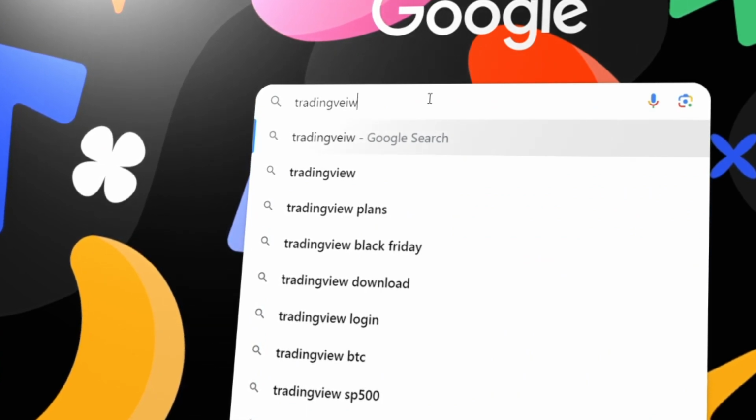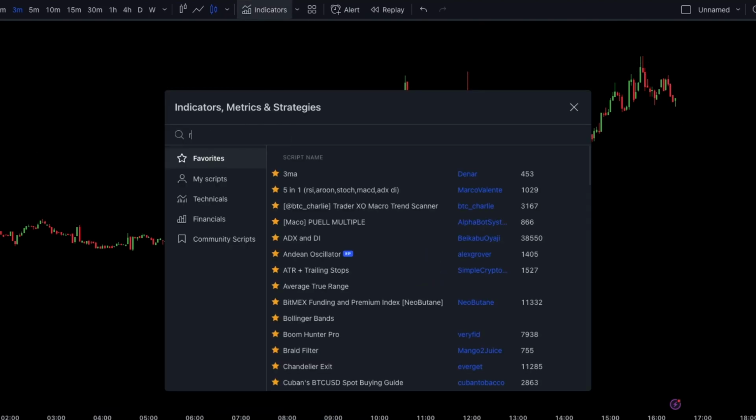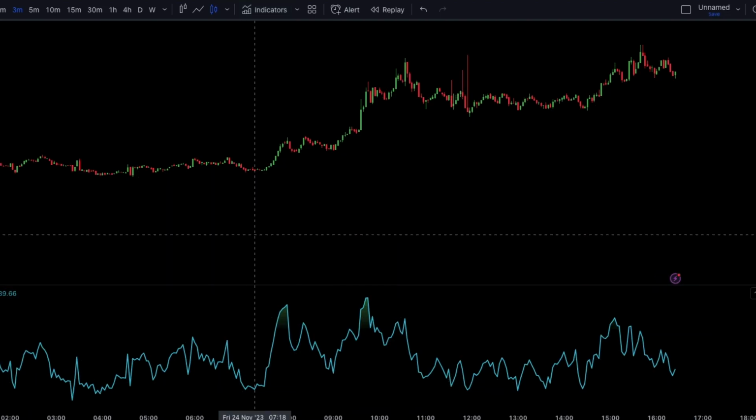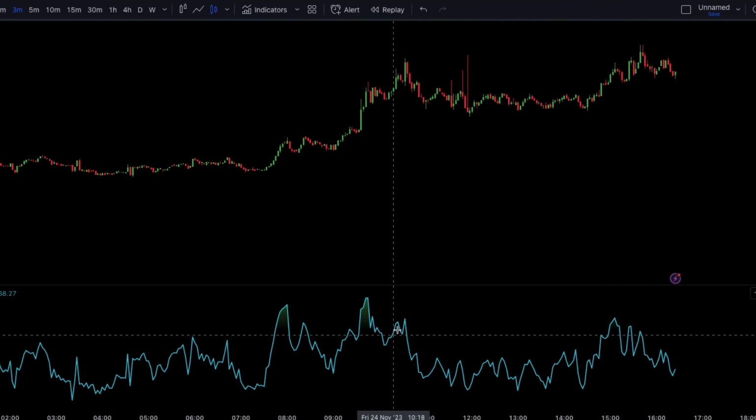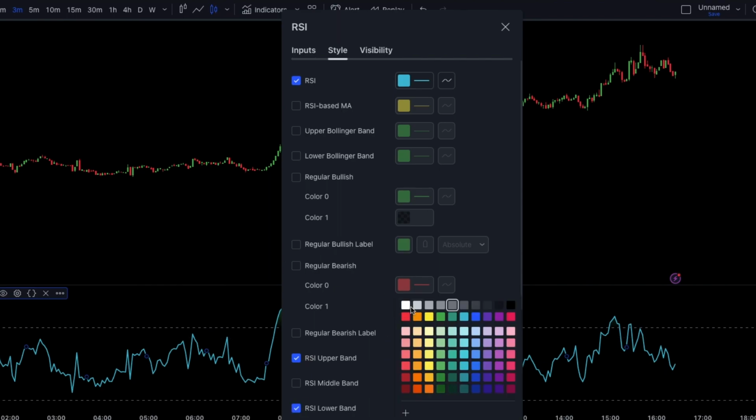First, head on over to TradingView, and for this strategy we're going to need 2 indicators. So head on over to the Indicators tab and type in RSI, also known as Relative Strength Index. Once loaded, we're going to need to make some adjustments because yours is not going to look like mine, so I'm going to double click and copy my settings. All these boxes can remain undone. I'm going to re-add the RSI upper band as well as the lower band. I'm also going to make the lines thicker.